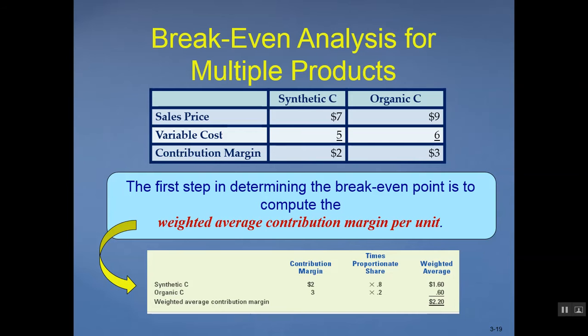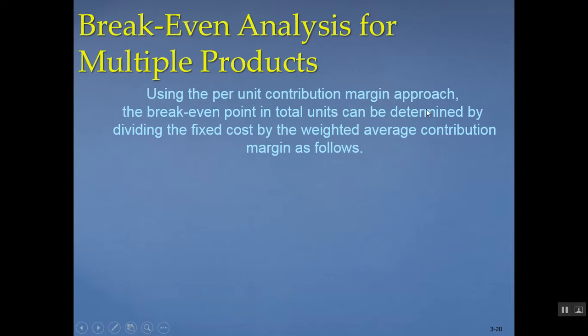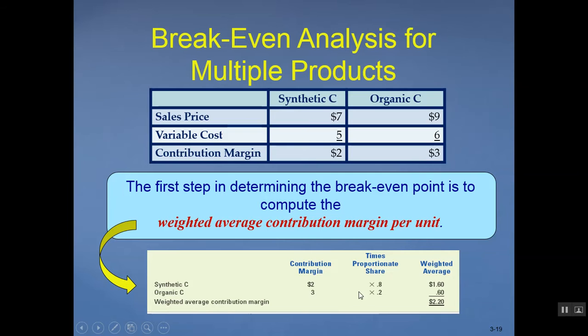If you look at the bottom table below, you'll see that they told us that 80% of our sales are synthetic and 20% of our sales are organic. So what we do here is take the $2 contribution margin for synthetic times 80%, because 80% of our sales are going to be a $2 contribution margin, and $3 times 20%, because 20% of our sales are going to be for $3. Then we add those two numbers together to get our weighted average contribution margin.